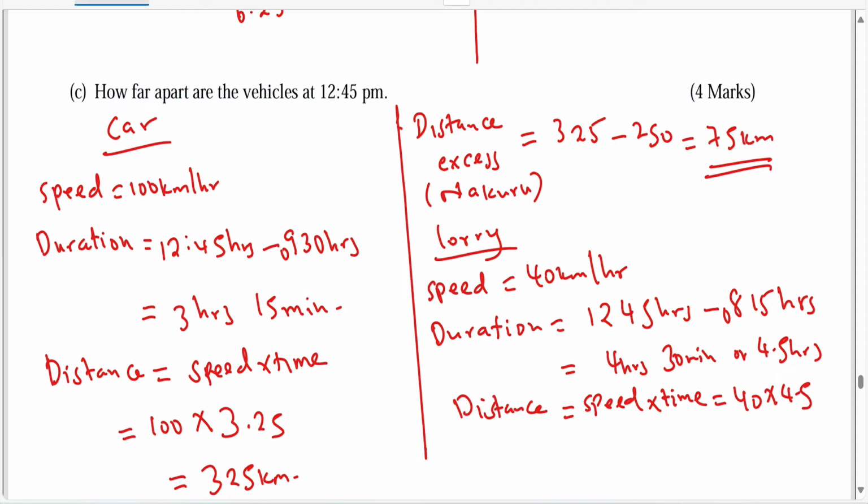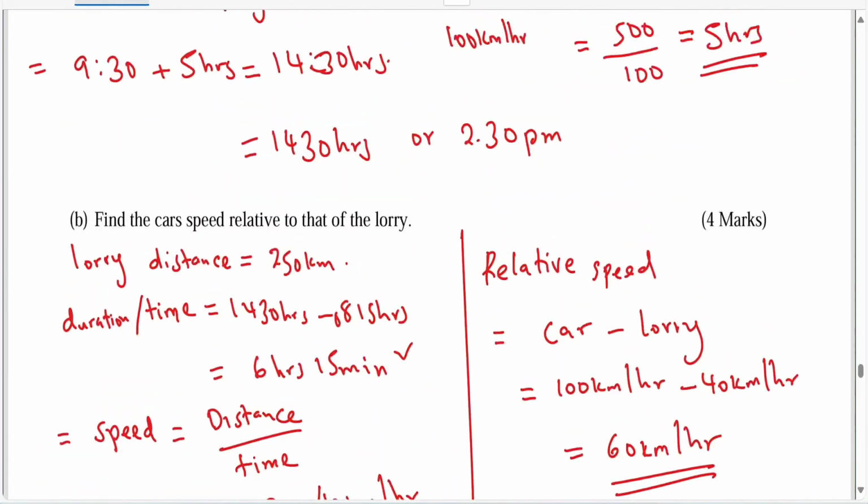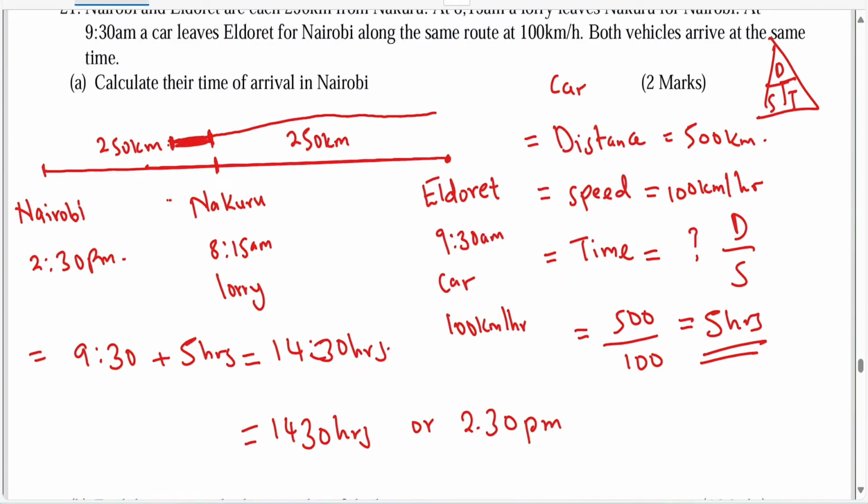Okay, it's speed here 40. Yeah, it's 40. So 40 times 4.5. So it's about 180 kilometers. So 180 kilometers. So remember, the lorry imeenda 180 kilometers. So just remember also, ile ilikupa hapa, hii excess ni 75. Nakumbuka hiyo lorry imeenda around 180.